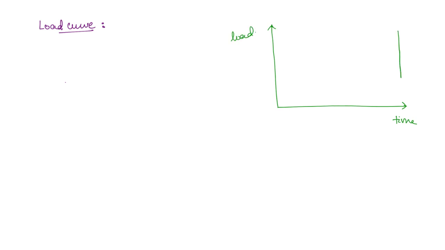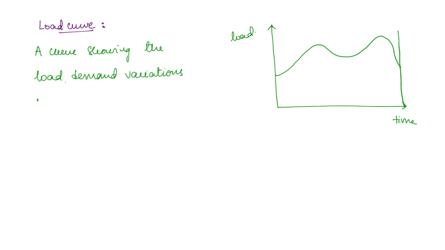Now the load variation, let us say you want to plot for a single day. This timeline is for a single day. Now if you are able to plot the load at different instants of time during the day, then you might get something like this. This is now called the load curve. So you can write down a curve showing the load demand variations of consumers with respect to time is known as the load curve.